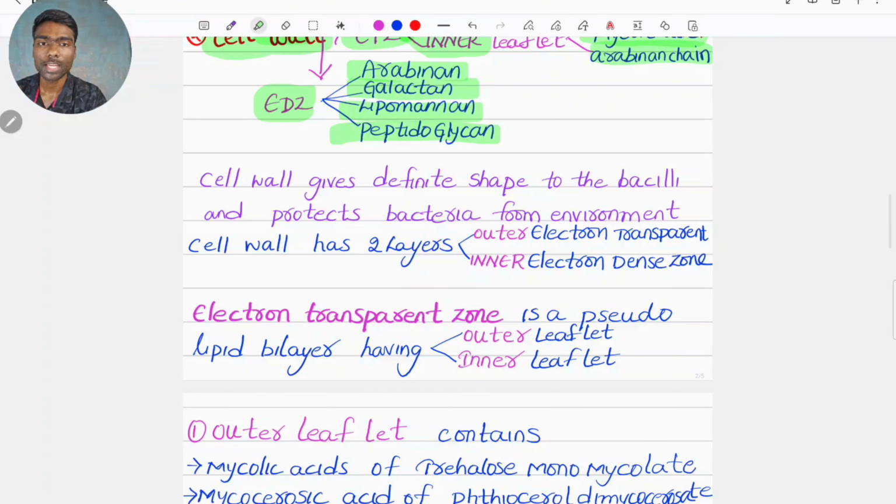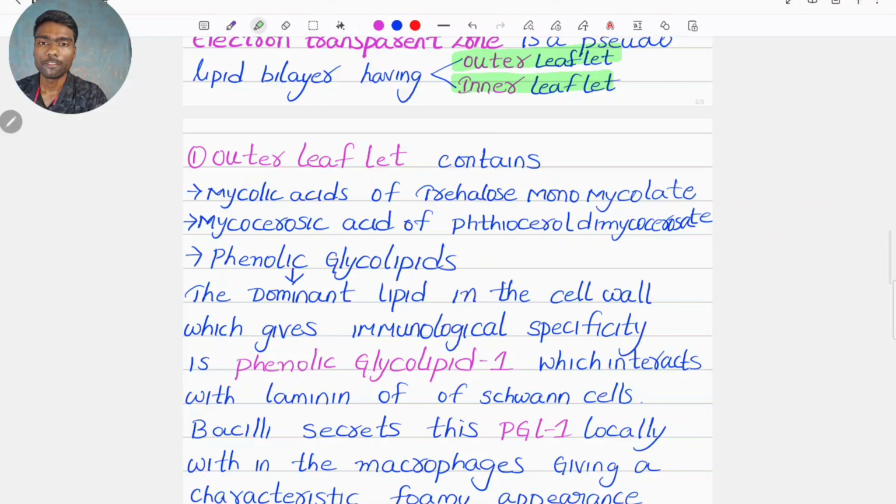Cell wall gives definite shape to the bacilli and protects the bacteria from the environment. Already I told you the cell wall is divided into two layers: outer electron transparent zone, inner electron dense zone. Coming to electron transparent zone, it is a pseudo lipid bilayer again divided into outer leaflet and inner leaflet. Outer leaflet contains mycolic acids of trehalose monomycolate. Only one thing extra was TMM, trehalose monomycolate. Remaining two things same as capsule, thiocerol dimycoserosate and phenolic glycolipids.